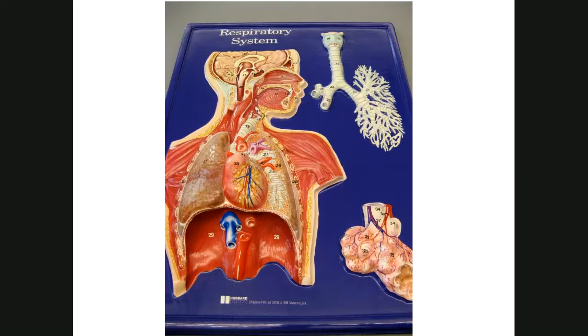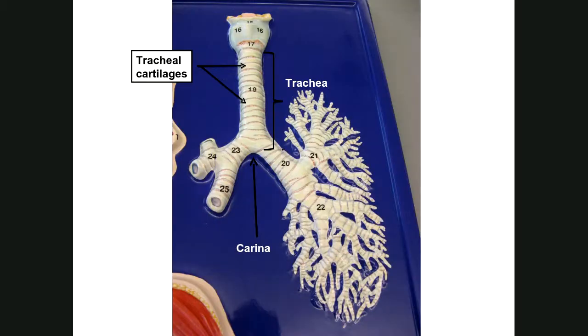If we look at the trachea, we can see it here. If we pull that up, it looks like this. So there's our trachea. And remember, these are tracheal cartilages. Again, they're made out of hyaline cartilage. Well, at the bottom end of the trachea, it's going to split. And right where this split happens is a special little place called the carina. And the carina has tons of nerve endings.